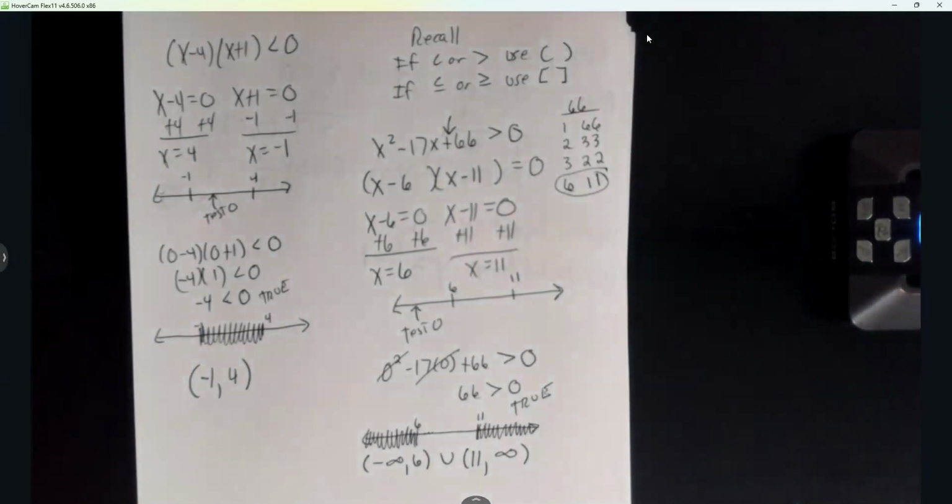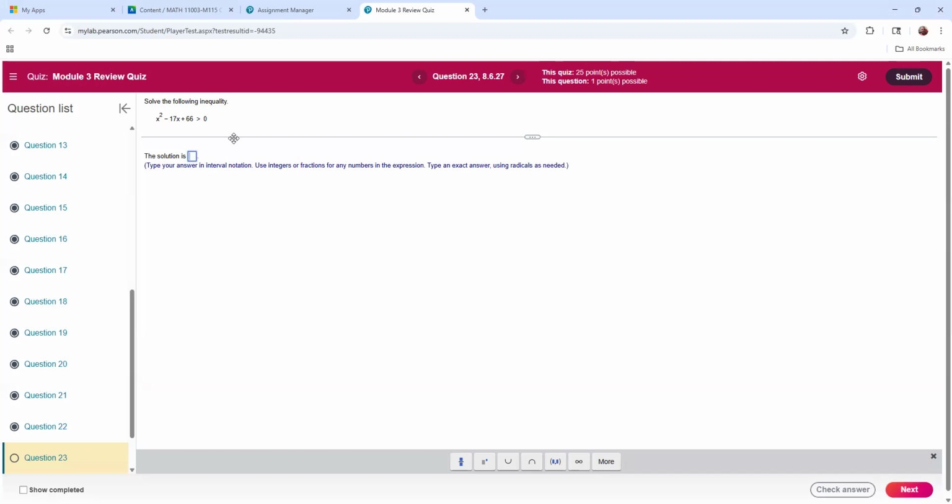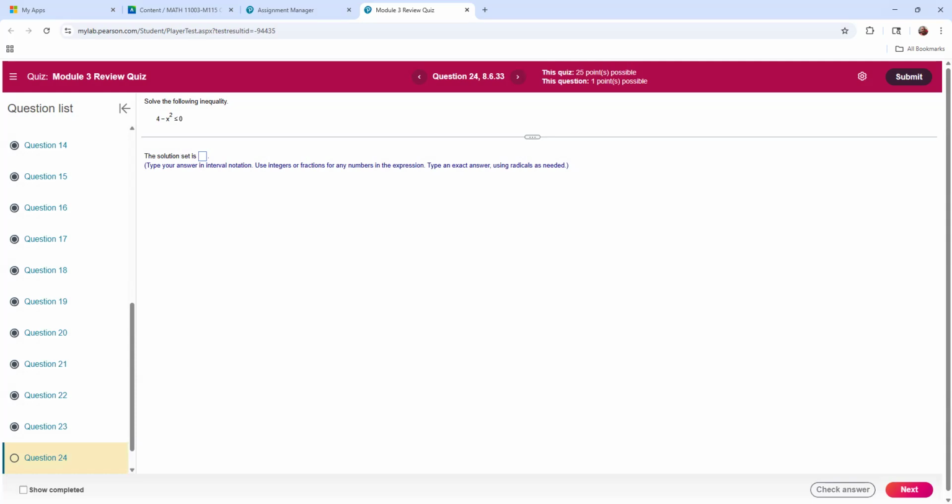All righty, y'all. So we would put that answer in. So let's see, parentheses, negative infinity, comma, 6, close parentheses, and then union parentheses from 11, comma, to positive infinity, close parentheses. All right, y'all, let's see what they got next.